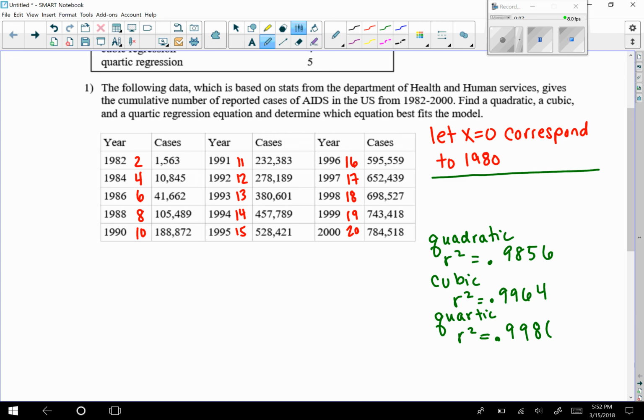0.9986. And as you can see, that one's even closer fitting to my data because it's even closer to 1 than the ones previous to that. So for this, we can go ahead and write down our quartic model.